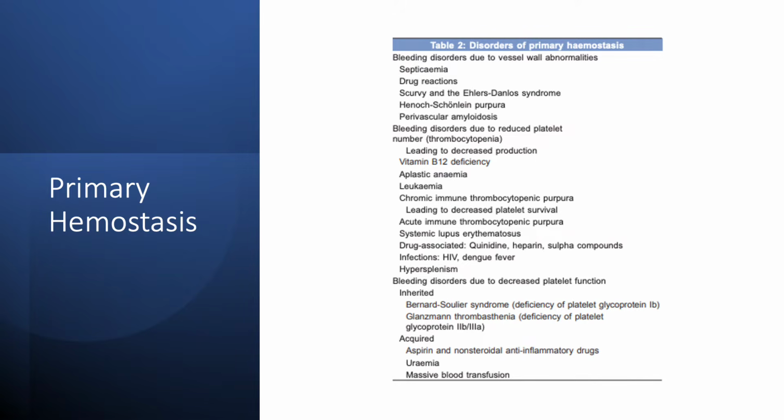This table gives you a bird's eye view of primary hemostasis. Usually bleeding disorders are due to vessel wall abnormalities, septicemia, drug reactions, scurvy, Ehlers-Danlos syndrome, and Henoch-Schonlein purpura. So there are a lot of these primary causes for bleeding, and these disorders can also lead to unnecessary problems during anesthesia.